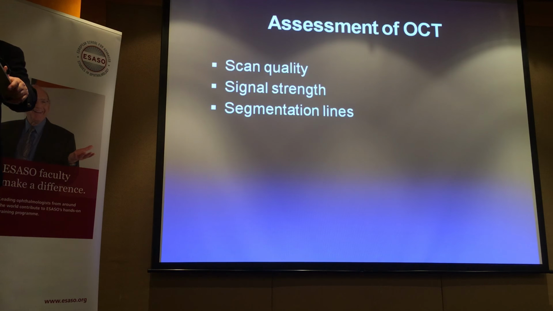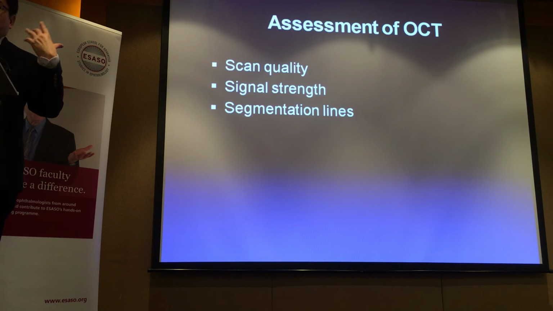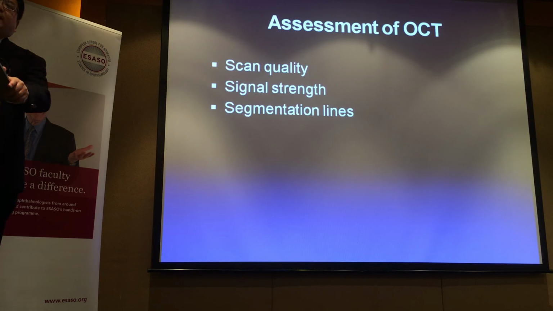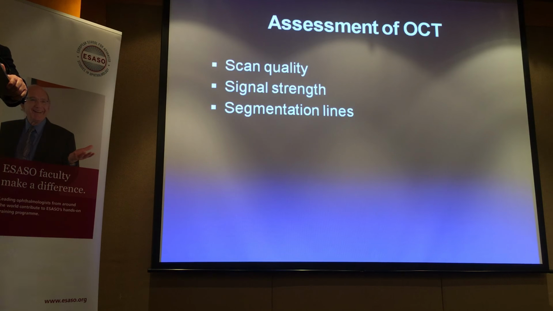I mentioned already the scan quality. I think quality is more important. Basically, are you confident, are you comfortable in assessing the quality, assessing pathology on this? It doesn't matter if the signal strength is very high, but one third of the OCT is in shadow because the pupil margin got in the way. There's a bit of media opacity from cataract, so that part is still unreadable. So be careful of this. And segmentation lines. If you're going to rely on retinal thicknesses, you will need accurate segmentation lines. So it's something that you may want to look at.